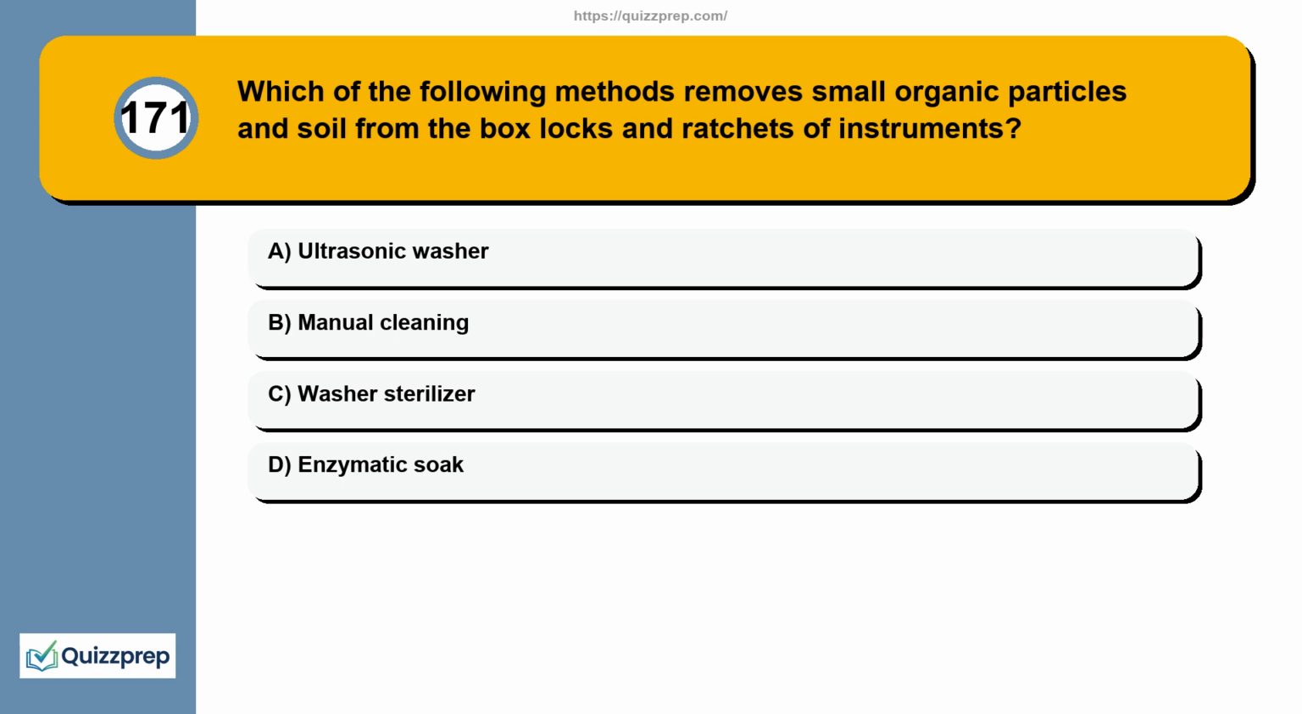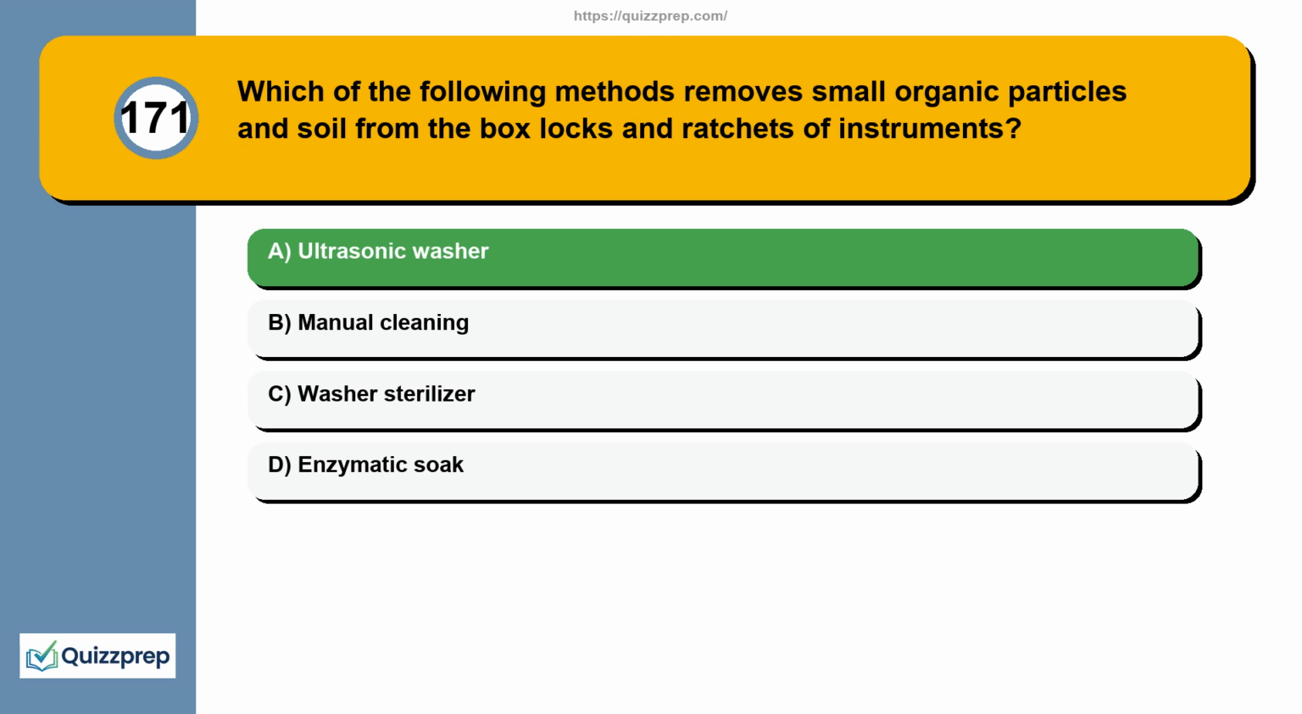Question 171. Which of the following methods removes small organic particles and soil from the box locks and ratchets of instruments? Option A, ultrasonic washer. Option B, manual cleaning. Option C, washer sterilizer. Option D, enzymatic soak. The correct answer is option A, ultrasonic washer.